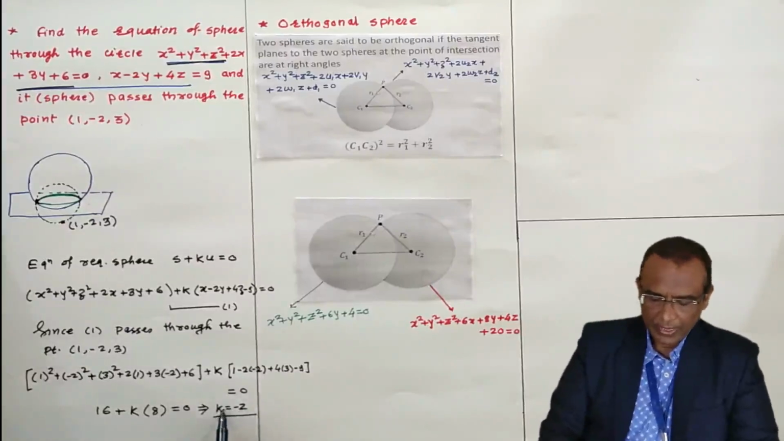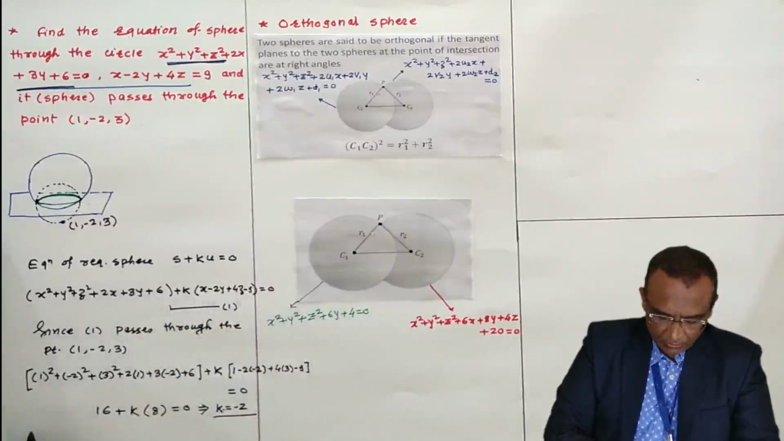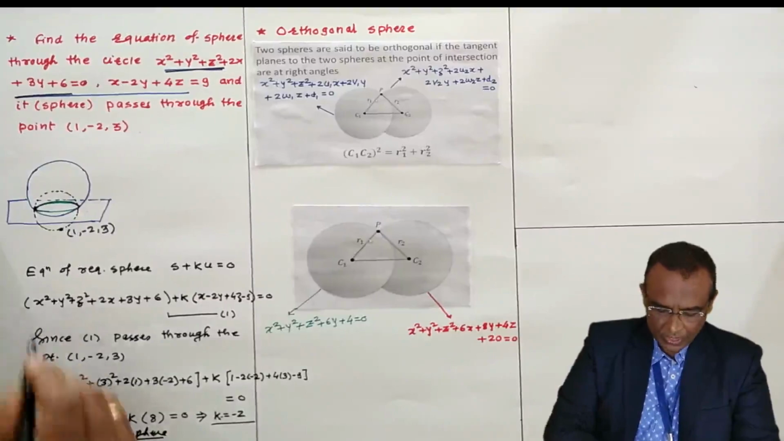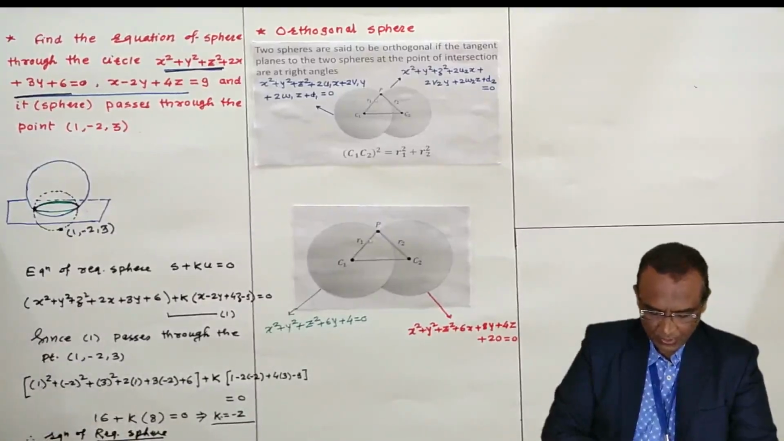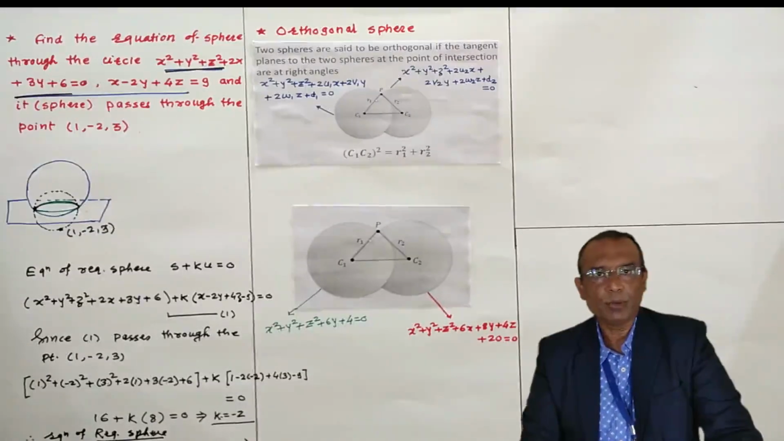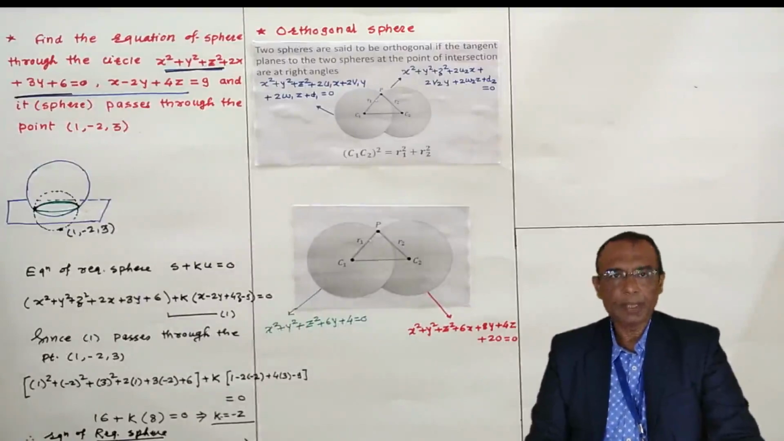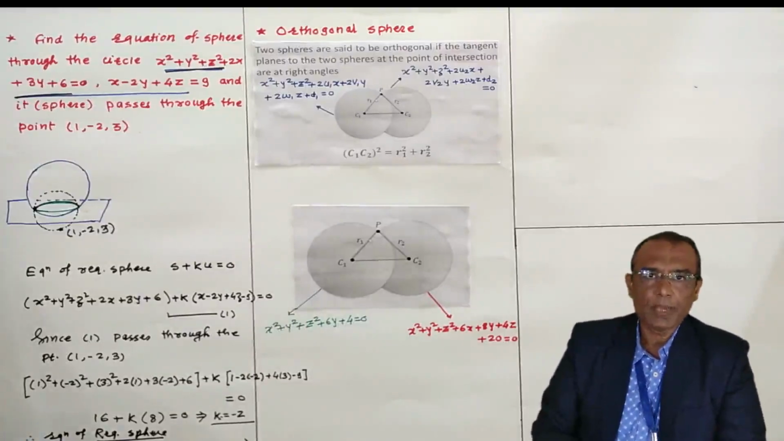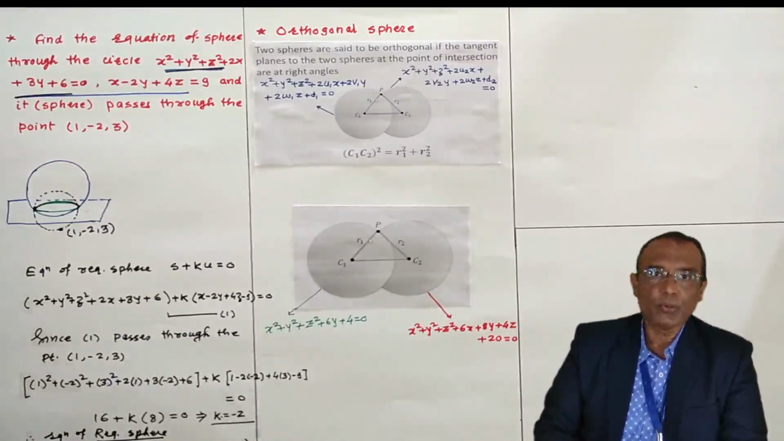Putting the value of k in this equation, the equation of the required sphere will be x square plus y square plus z square plus 2x plus 3y plus 6, and the value of k is minus 2, x minus 2y plus 4z minus 9 equals 0. You may solve it for one more step, meaning you can do the multiplication and then add the terms of x, y and the constant. So that is for you.